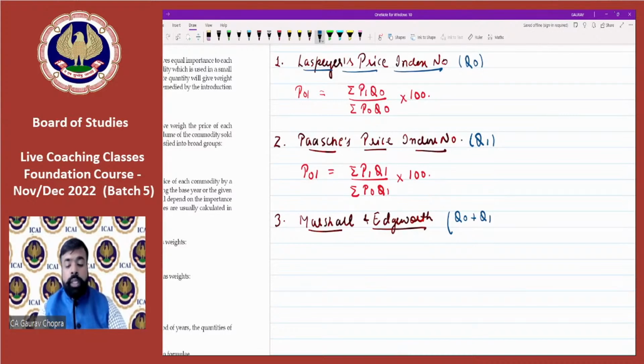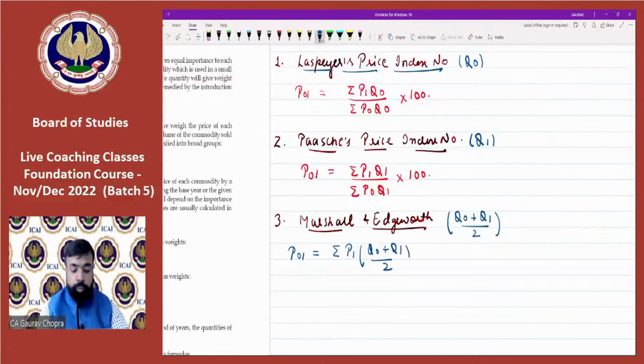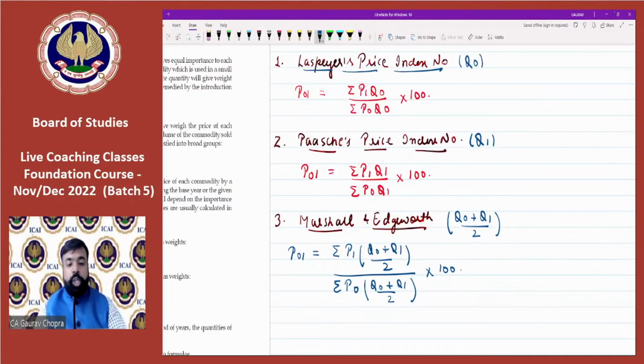So Marshall took average quantity as weight. So (Q0 plus Q1) upon 2 was taken as weight. So we can write P01 equal to sigma P1 into (Q0 plus Q1 upon 2) divided by sigma P0 into (Q0 plus Q1 upon 2), and then multiply by 100. So this becomes the formula for Marshall and Edgeworth, because Marshall and Edgeworth took average quantity as weight.